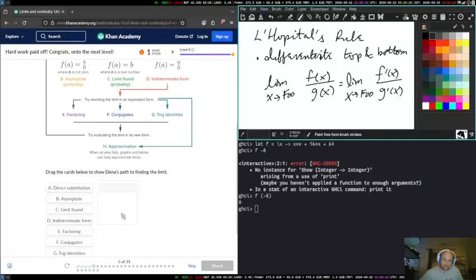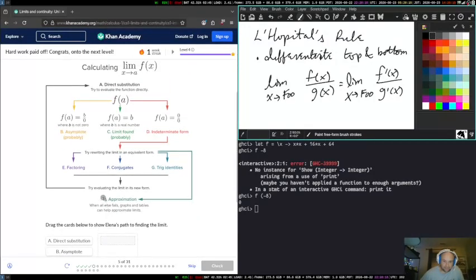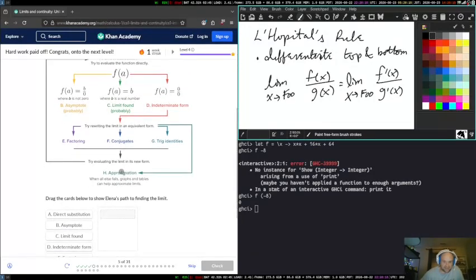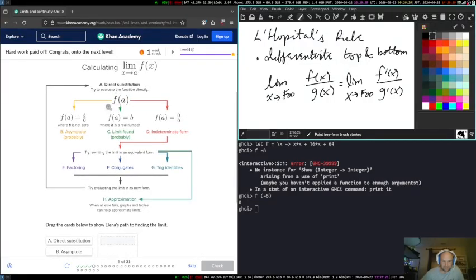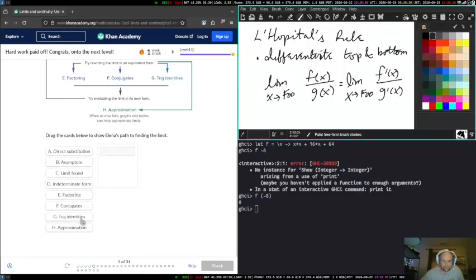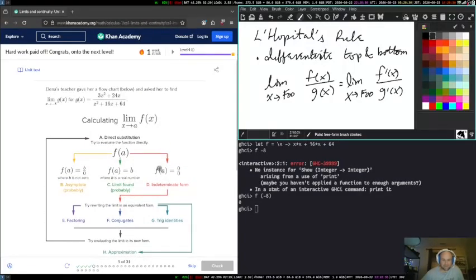So forget all of this. Is this just asking me to turn this flowchart into... This is so stupid. Forget that flowchart stuff. Okay, the actual answer is you use L'Hopital's rule.